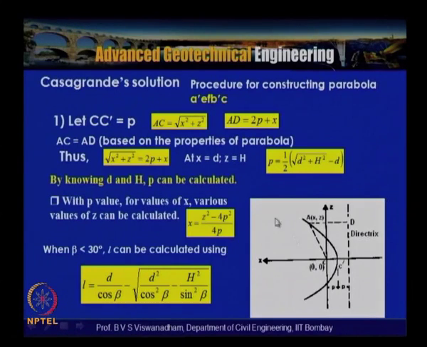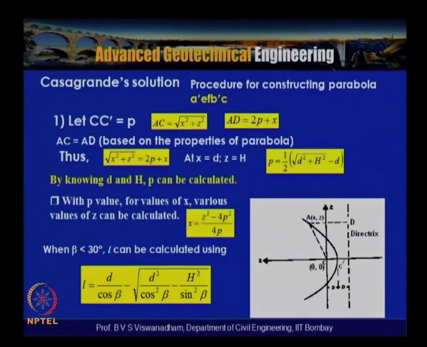So we can write root over x square plus z square is equal to 2p plus x. By using the properties of the parabola, we can write root over x square plus z square is equal to 2p plus x. So at x is equal to d and z is equal to h, we can write p is equal to 1 by 2 root over d square plus h square minus d. By knowing d and h, p can be calculated.